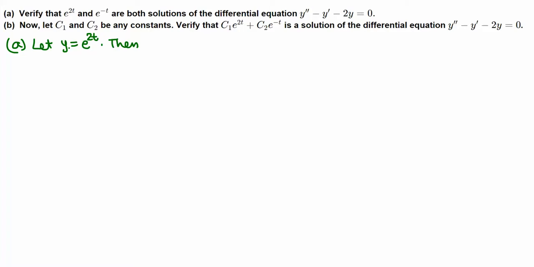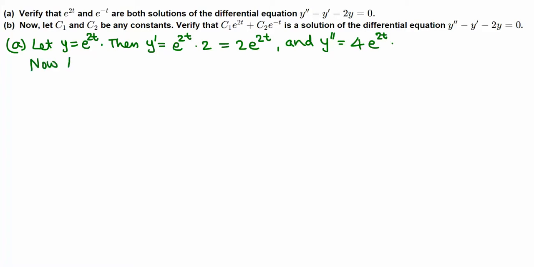To plug in here, we need to find y prime, the derivative. So the derivative of e to the 2t is the exponential function itself times the derivative of 2t from the chain rule. So this is in fact 2 times e raised to 2t, and we need to find the second derivative as well. So let's find the derivative of this. 2 is already there, and e raised to 2t, like last time, we get 2 times e raised to 2t. So 2 times 2, 4 times e raised to 2t.